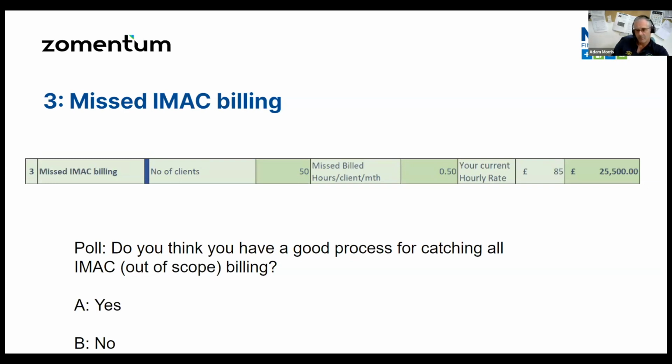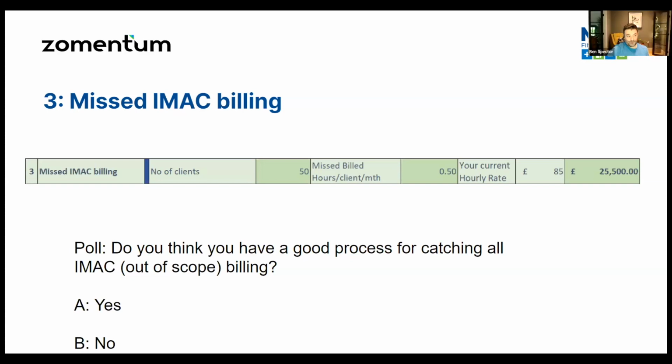That equals £25,500 on an annual level. So it mounts up very quickly. So we have just a little poll here, and the question is: I see we've got some respondents coming in already, but do you think you have a good process for catching all out of scope billing?